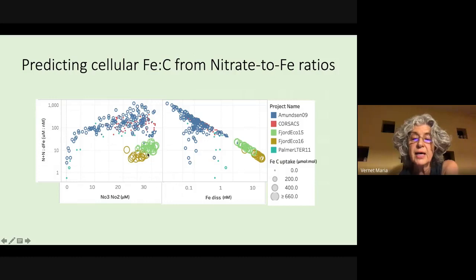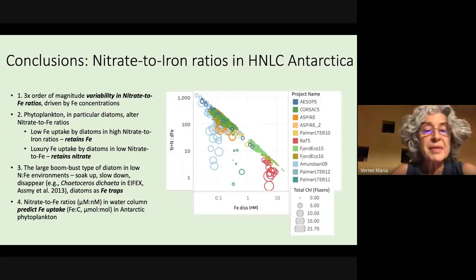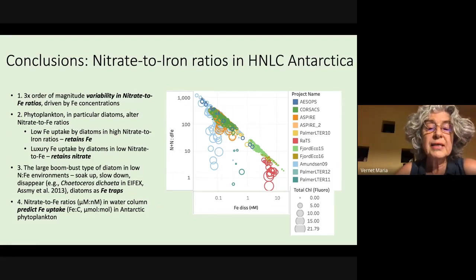So definitely the very high iron environments of the nearshore waters that have a low iron to nitrogen ratio have phytoplankton with a much higher iron to carbon uptake. So to summarize, I have 1 minute. I want to say that the variability of nitrate to iron ratio in Antarctica is a factor of 3. It's driven by iron concentration, and the variability of this ratio is about 10 times higher than we see in other iron-rich coastal environments of temperate waters.